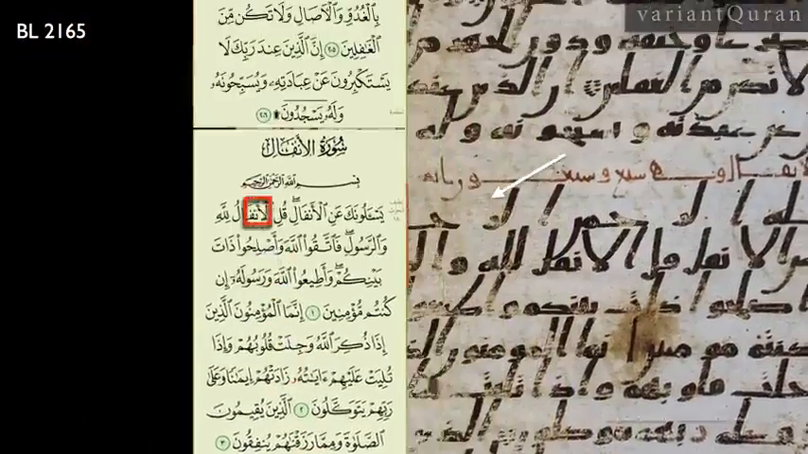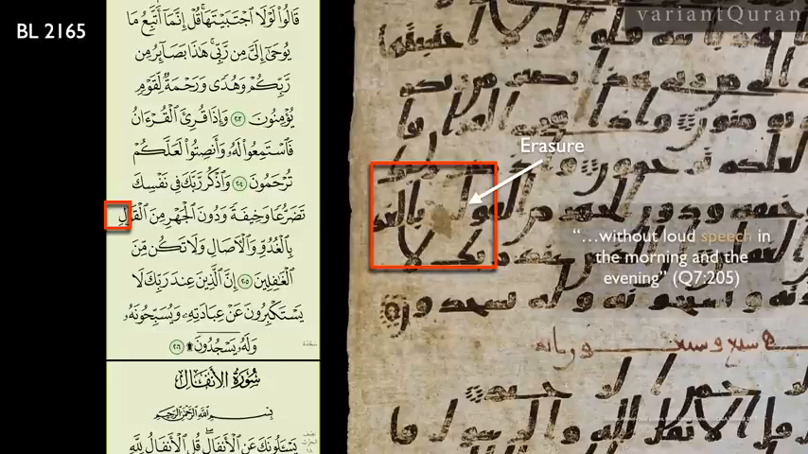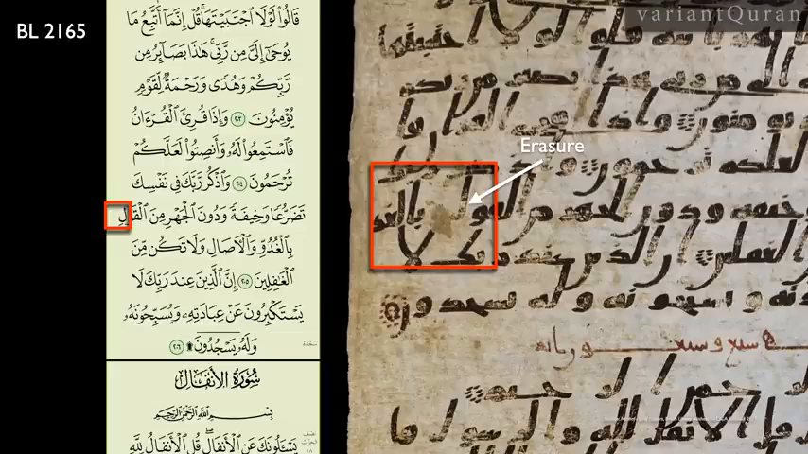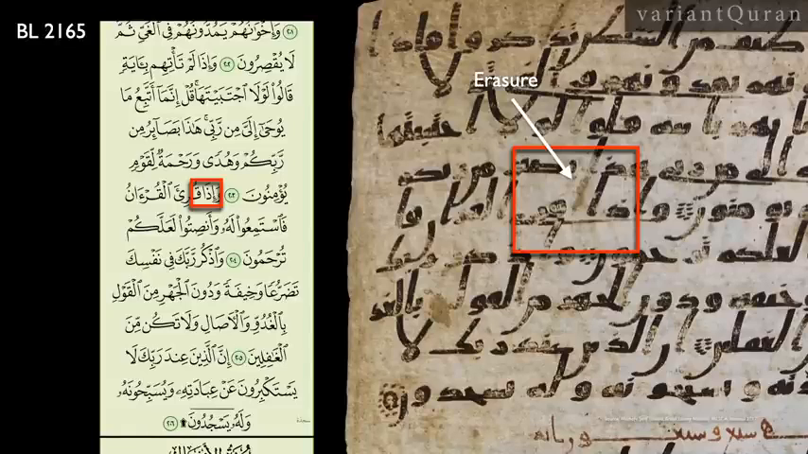All right, so let's move on to the next one here. This is up here at the end of chapter 7. This is also an erasure. It looks like an erasure of a small round letter, possibly a wow. I guess it could make sense as a conjunctive wow, as an "and." But you can see what is here, without loud speech in the morning and the evening, and it's right after the word al-qawl, where it would be. It looks like the erasure kind of attaches to the lam, but I don't think that would have been the case.